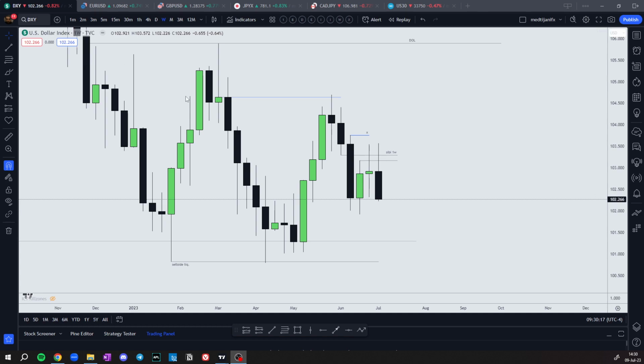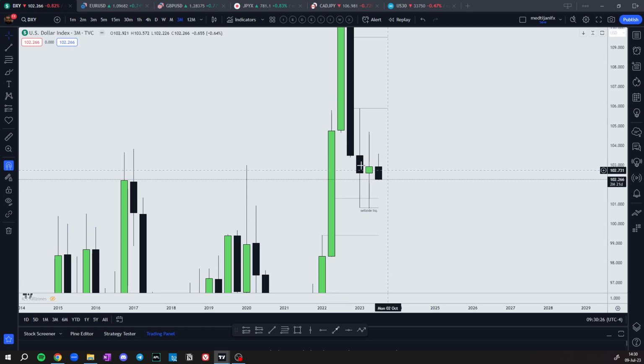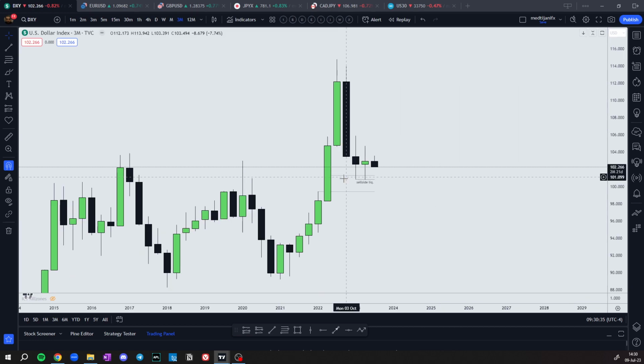We have the US dollar chart here. Let's start from the quarterly chart because it is the beginning of a new quarter and the beginning of a new week. On the quarterly chart, we are seeing that price is filling this fair value gap right here. This quarterly BC has equal lows here also, and it is mitigating this order block, the quarterly order block.